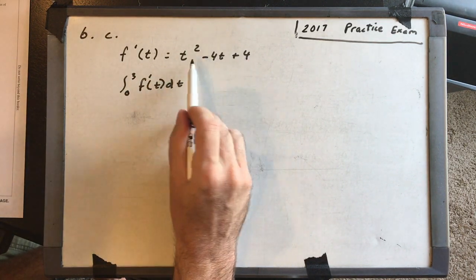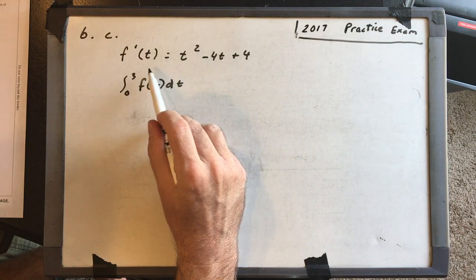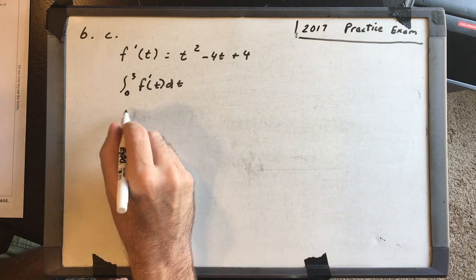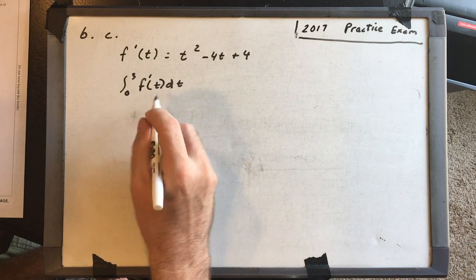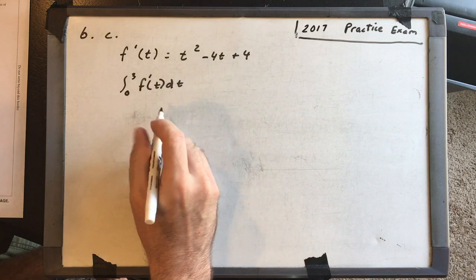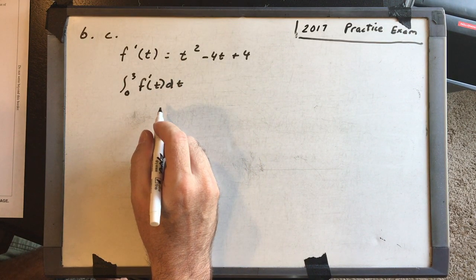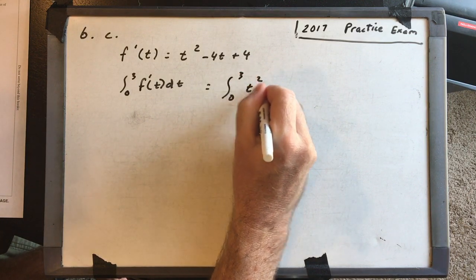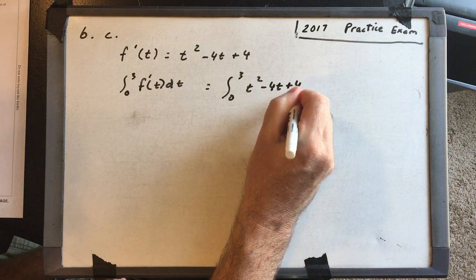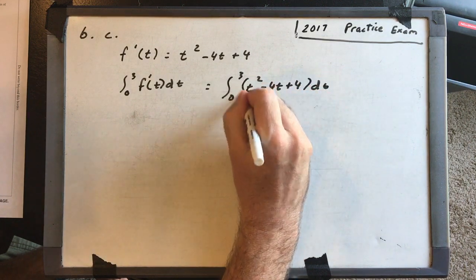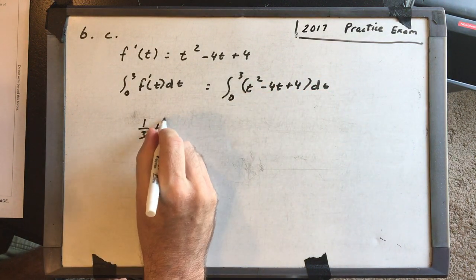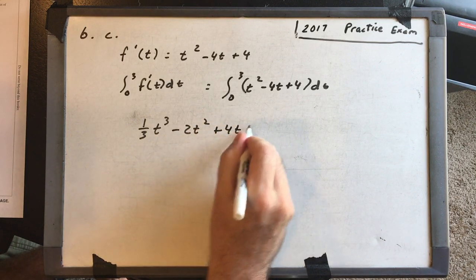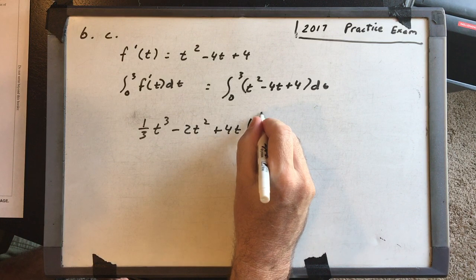If we integrate that from 0 to 3, we would get the original function f of t, right? From 0 to 3. So to integrate f prime of t, that's 0 to 3 of t squared minus 4t plus 4. That'd be 1/3 t cubed minus 2t squared plus 4t, and we have to evaluate that from 0 to 3.